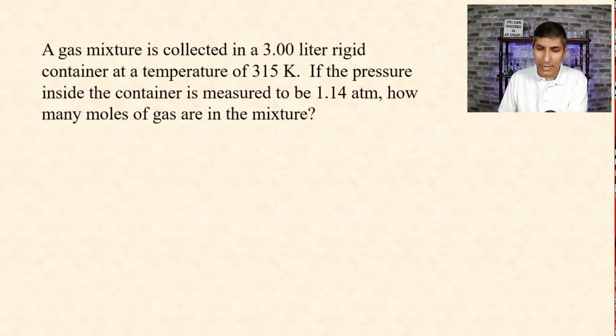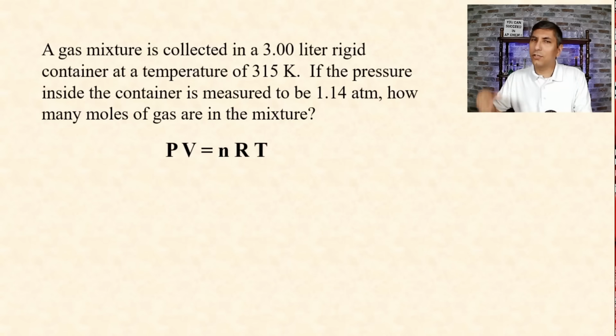Now let's take a look at Unit 3 here. We'll jump right into a gas law question. We have a gas mixture that's collected in a 3-liter rigid container at a temperature of 315 kelvins. The pressure inside the container is measured to be 1.14 atmospheres. How many moles of gas are in the mixture? On a problem like this, you want to use the equation PV equals nRT. We're basically just going to plug and chug right into that equation.